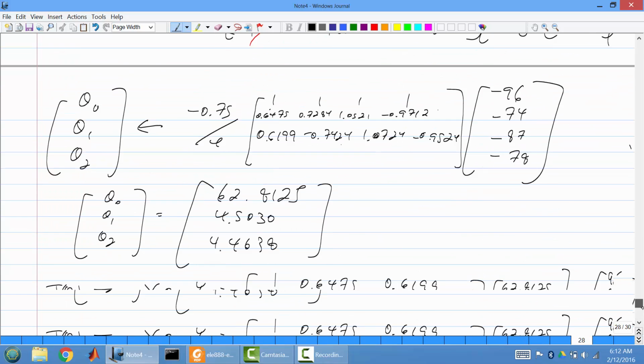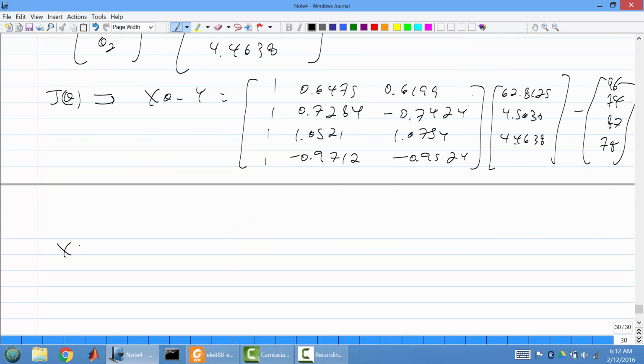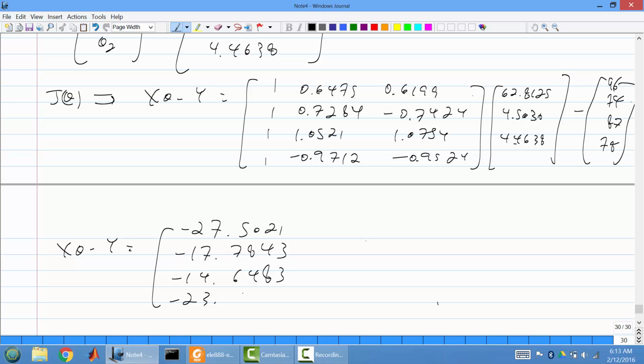When you compute this, this becomes minus 27.5021, minus 17.7843, minus 14.6483, and minus 23.8184.